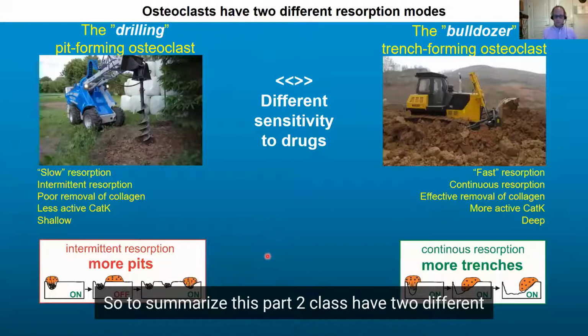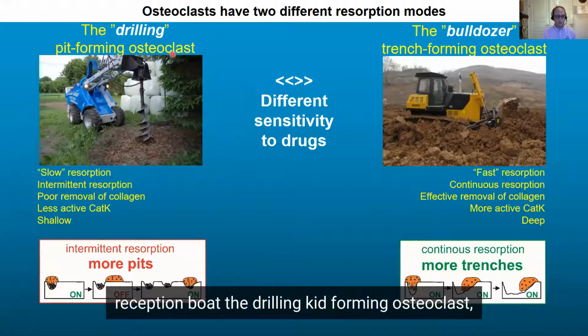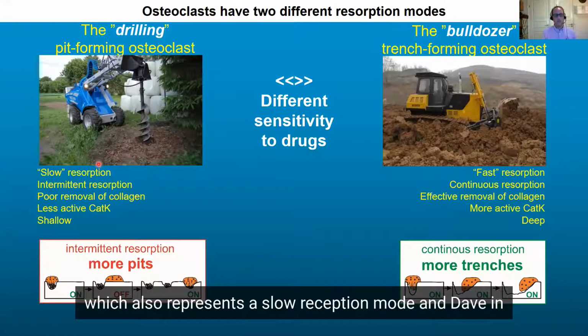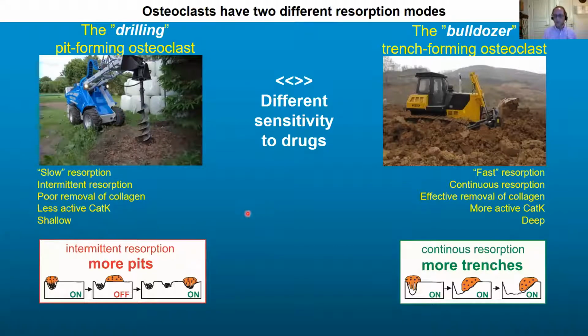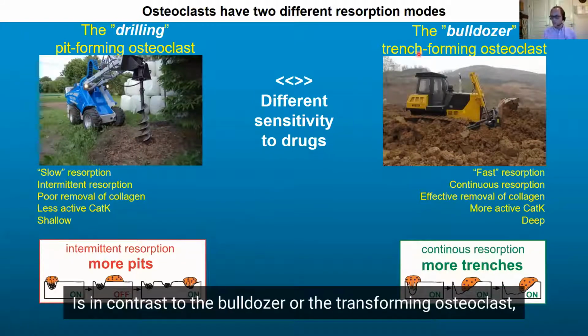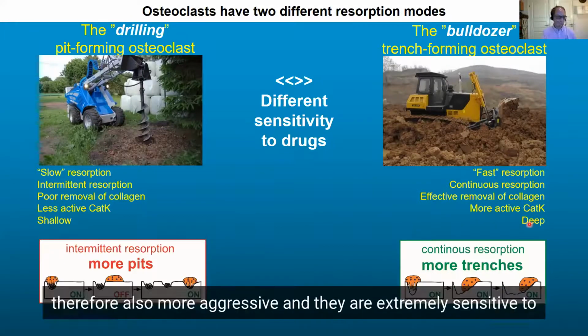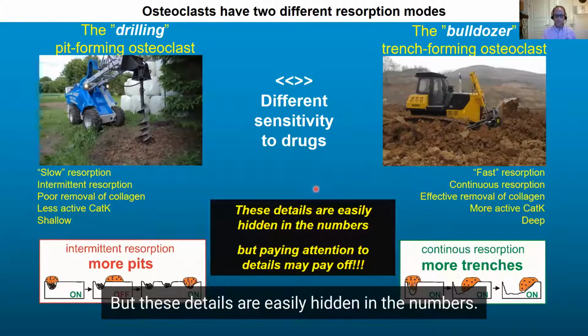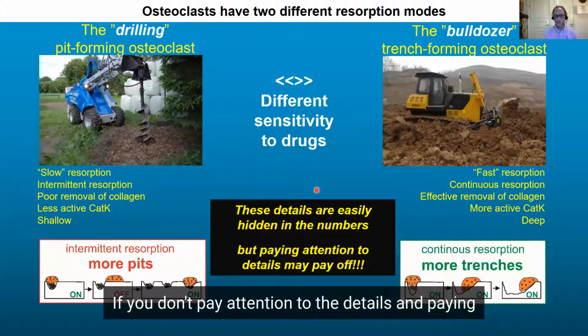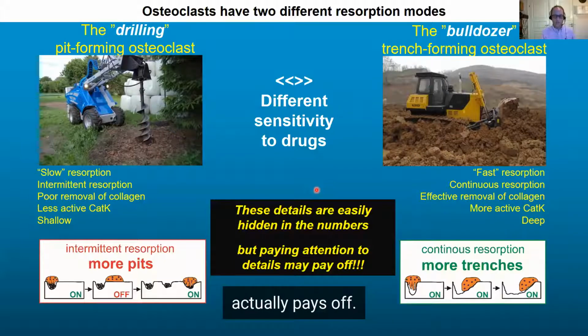So to summarize this part, osteoclasts have two different resorption modes: the drilling, pit-forming osteoclasts, which represent a slow resorption mode, and the events are more shallow. This is in contrast to the bulldozer or the trench-forming osteoclast, which reflects a fast resorption and also deeper, and they are therefore also more aggressive, and they are differently sensitive to drugs. But these details are easily hidden in the numbers if you don't pay attention to the details. And paying attention to the details actually pays off.